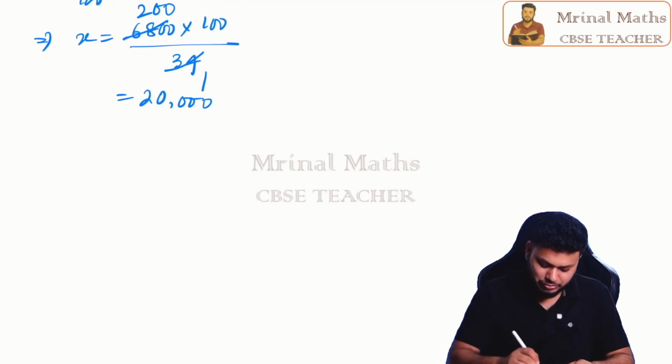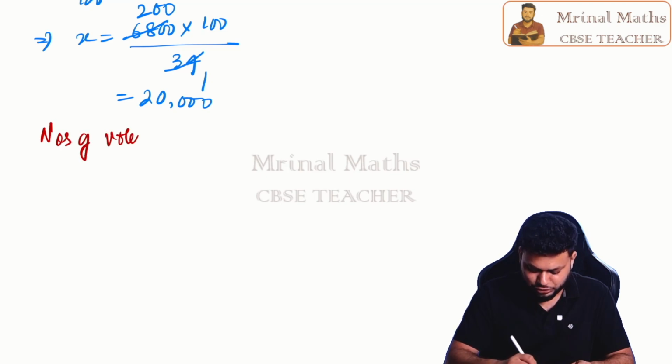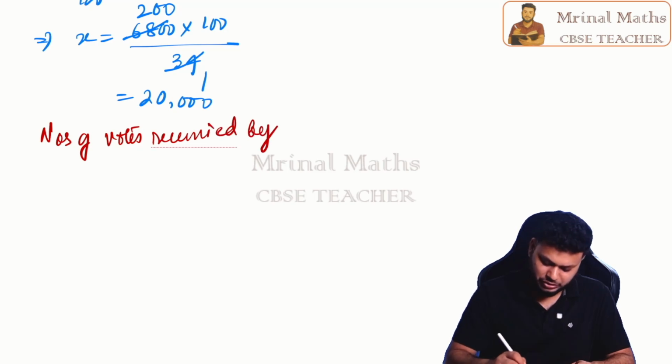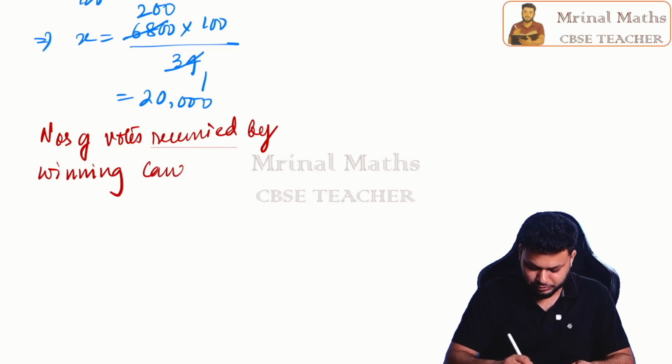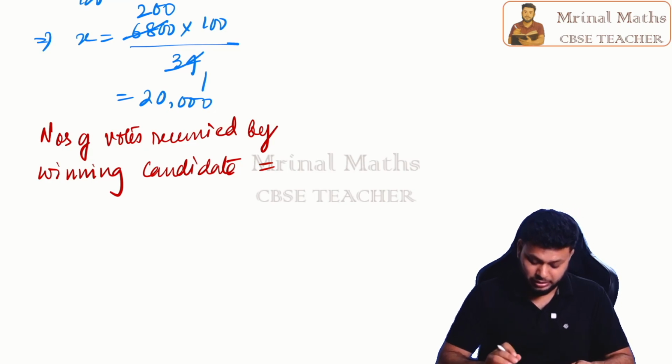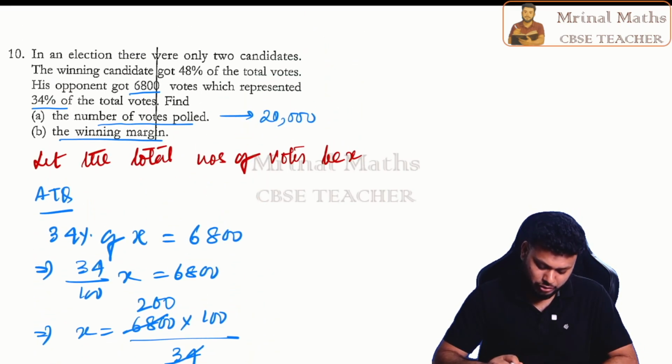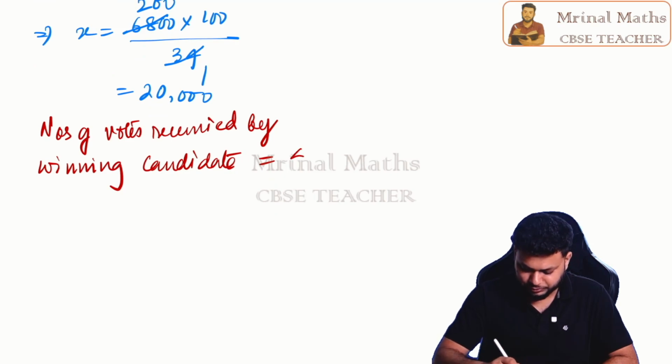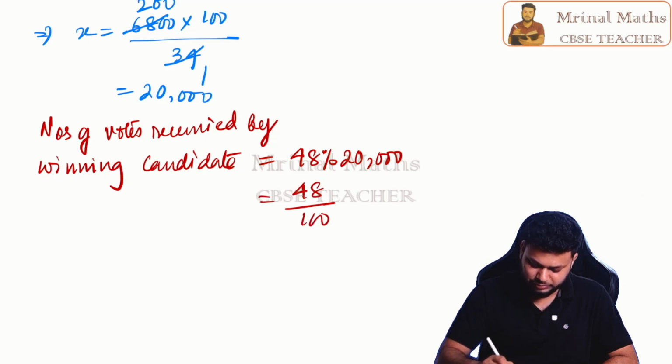Since we know the total number of votes, we can easily calculate that. So writing this out, the number of votes received by the winning candidate is how many? He got 48% of the total number of votes, that is 20,000. So 48 by 100 into 20,000.